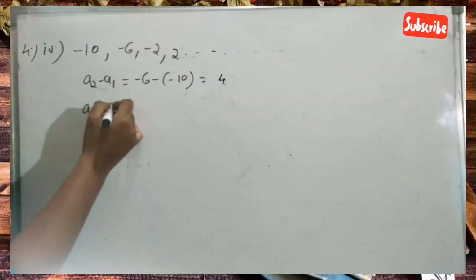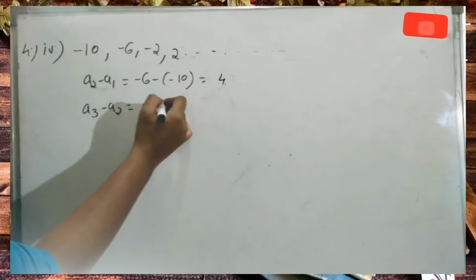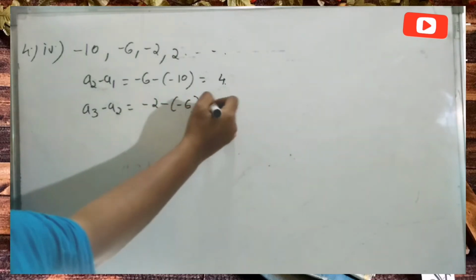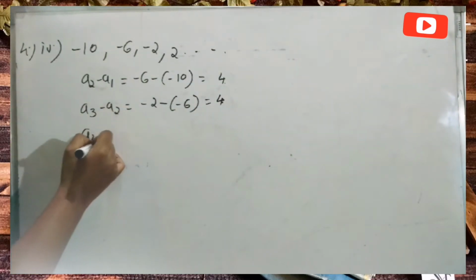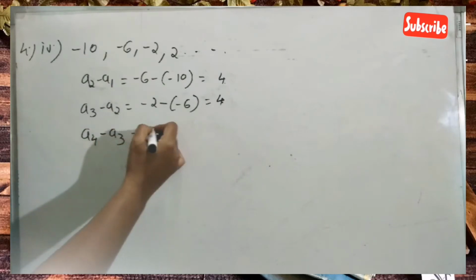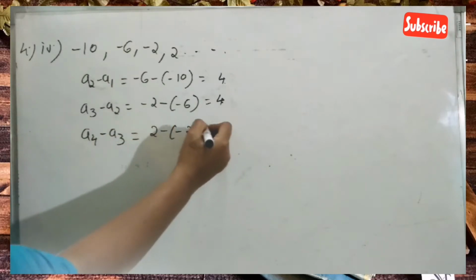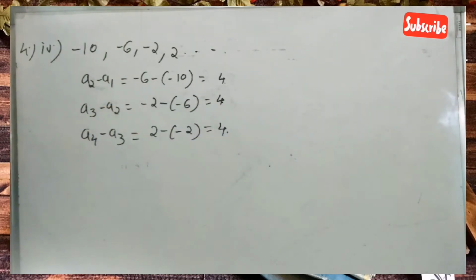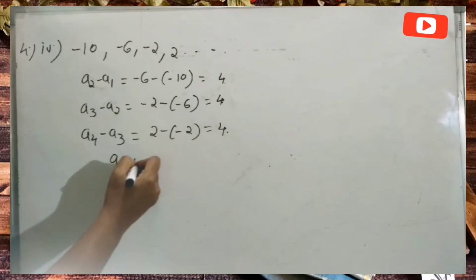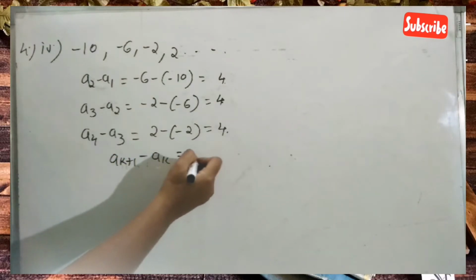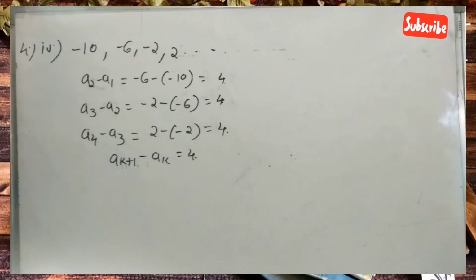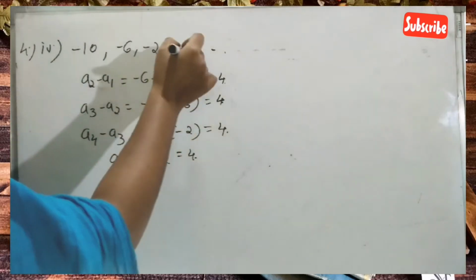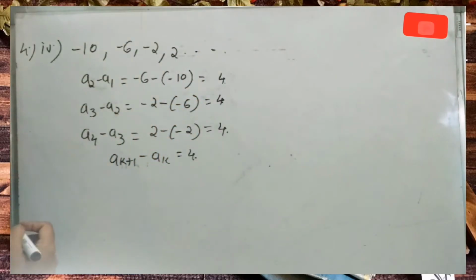And a3 minus a2, it is equal to minus 2 minus minus 6 is equal to 4. And a4 minus a3, that is equal to 2 minus minus 2 is equal to 4. So here all the differences are equal to 4. So in general, a(k+1) minus ak is equal to 4 and it forms an AP. The next term, the last term or the fourth term, that is 2.